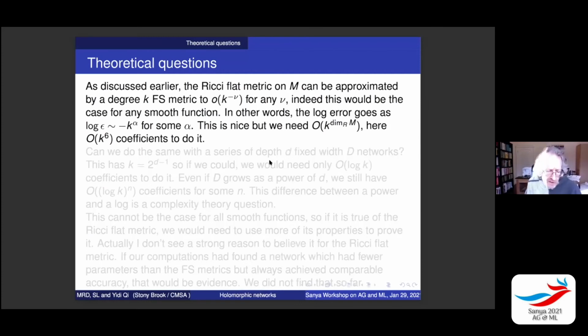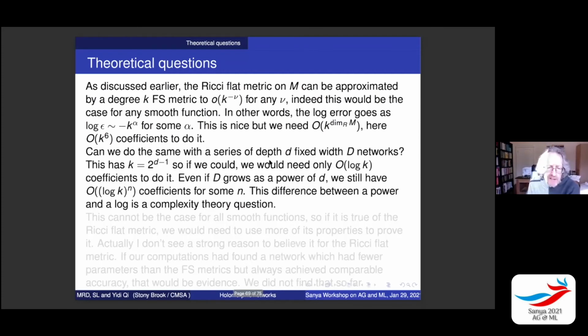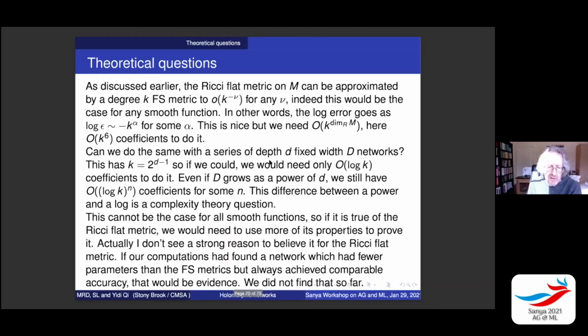Let me close by just making a couple of comments about these questions that relate to theory of machine learning, and then I'll stop for questions. So this is trying to make more precise the question that I concluded the experimental section with: is it the number of parameters, or is it the depth, or what combination of those control the accuracy?